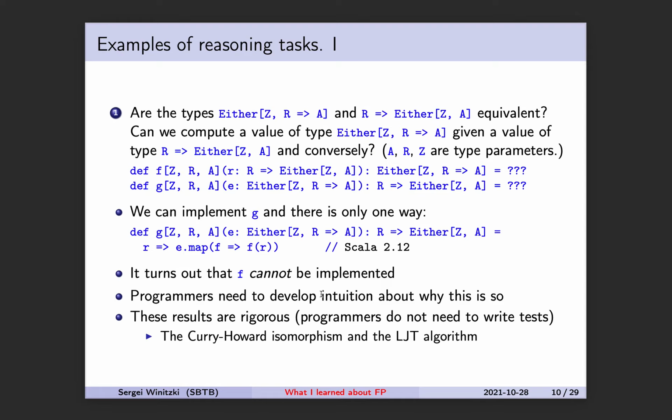Programmers need to develop intuition about this so that they don't write APIs with type signatures that cannot be implemented, although they look like they would be useful to implement. The programmer needs to understand why you cannot implement the function f. So, for example, here, you're given this, and you're supposed to return either Z or this function. So you have to develop intuition about what you have to do to implement this function. And in this case, what you need to do is you need to return this either Left or Right.